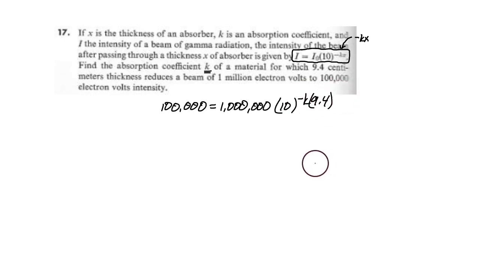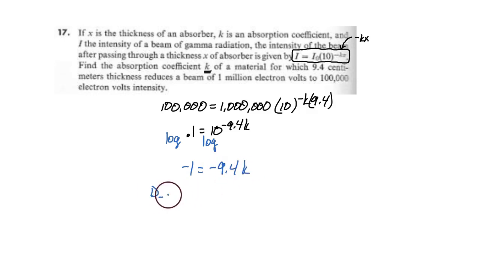Now we want to solve this for K. Let's first divide by the 1 million to get the power part of it alone. This makes 0.1 equals 10 to the negative 9.4 K. We had one like this just a couple questions ago. To solve for the variable when it's in the power, you take the log of both sides. The log of 0.1 is -1 because 10 to the -1 makes 0.1. The log of this expression is the -9.4k. Then divide by the -9.4 to get k alone. And the answer, if you do a little rounding, is 0.106.